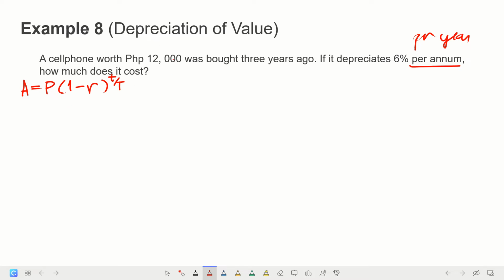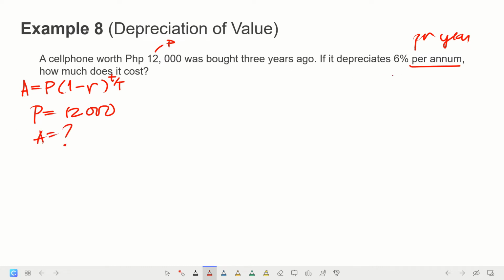Okay, so 12,000 pesos in this problem is not the present value but our principal. So a cell phone that is worth 12,000 pesos before, brand new, so P is equal to 12,000, and then was bought 3 years ago. So we don't know the present value, which is the A. So our A is unknown.